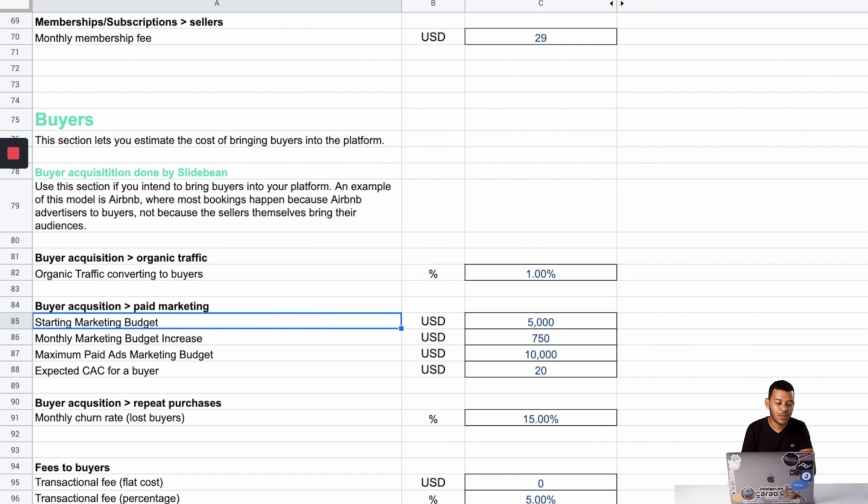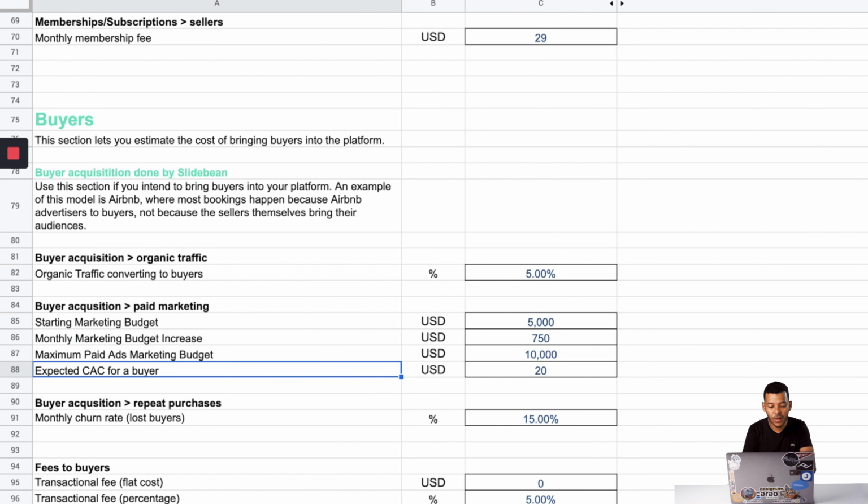Just like before, you can do that acquisition via organic traffic. So you could say X percentage of buyer traffic converts. Let's set this to 5. You can do paid marketing. So you can say, just like before, what's the starting marketing budget? How much am I increasing that budget month for month? And what's the maximum budget that I'm willing to spend on these buyers? Let's set this number really high so this company can scale bigger.